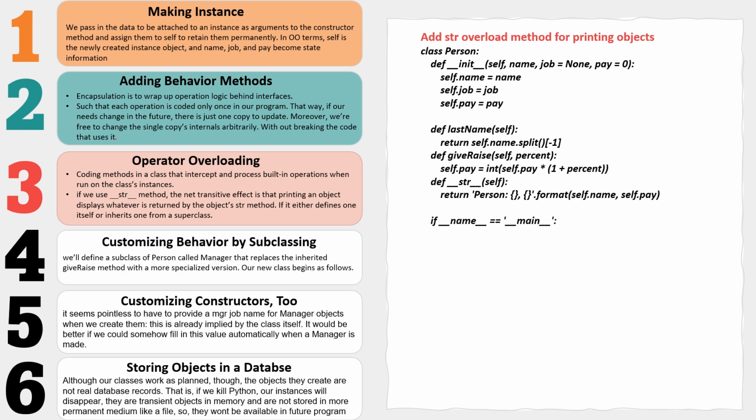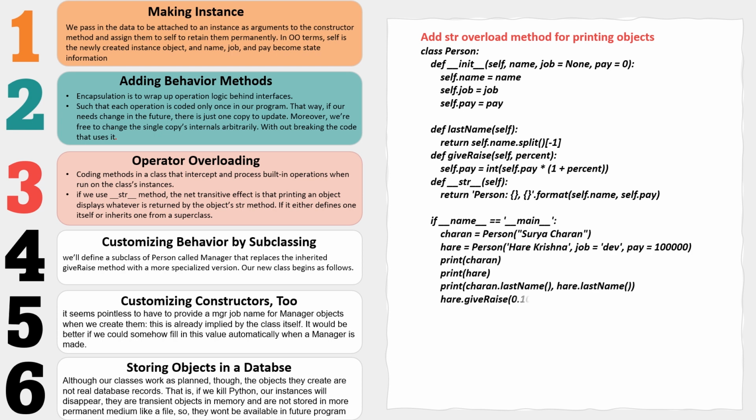As usual we use if double underscore name is equal to double underscore main string object to test the code in place. And let's see what output we get. See, this is how we get the output. This is what we want. This is how we have customized our object. This is a second object.